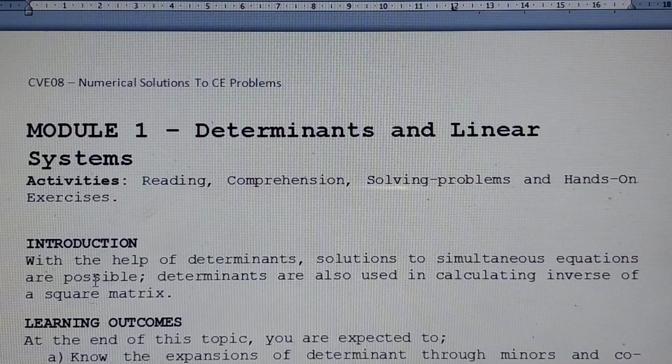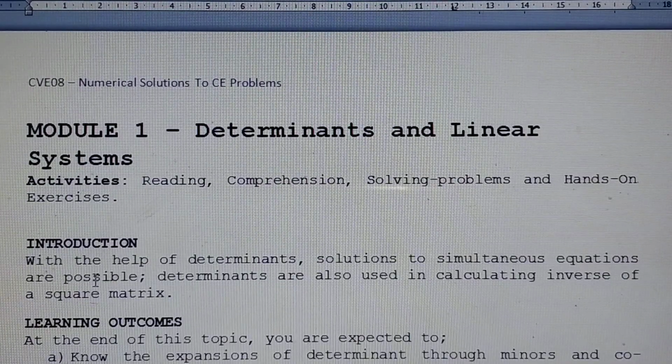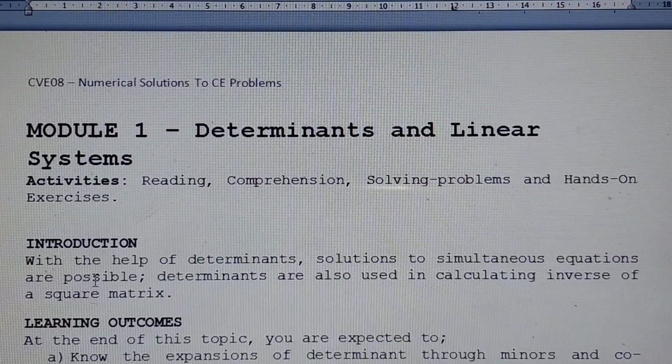Let us discuss our Module 1 entitled Determinants and Linear Systems. The activities involved are reading, comprehension, solving problems, and hands-on exercises. With our introduction, the determinants are useful tools in determining the solution of simultaneous equations and also useful in calculating the inverse of a matrix.